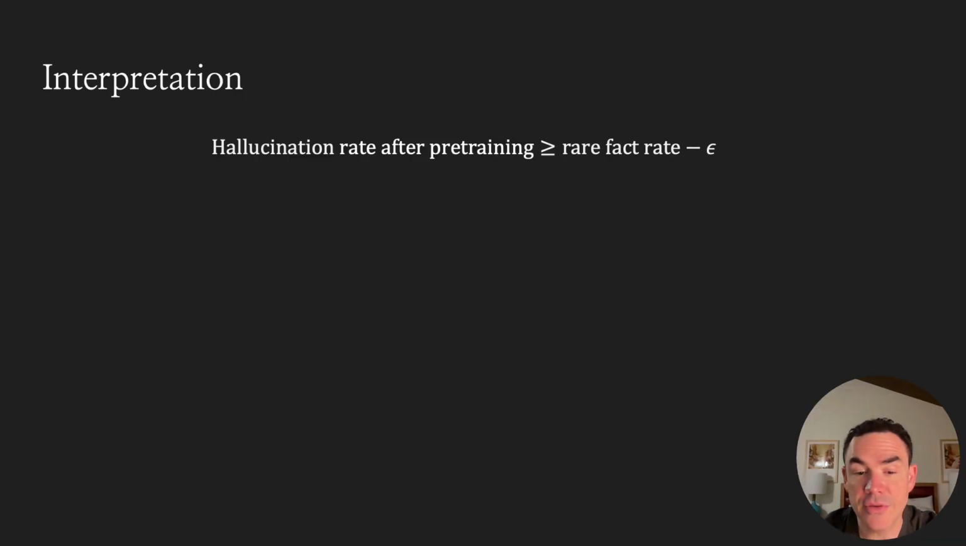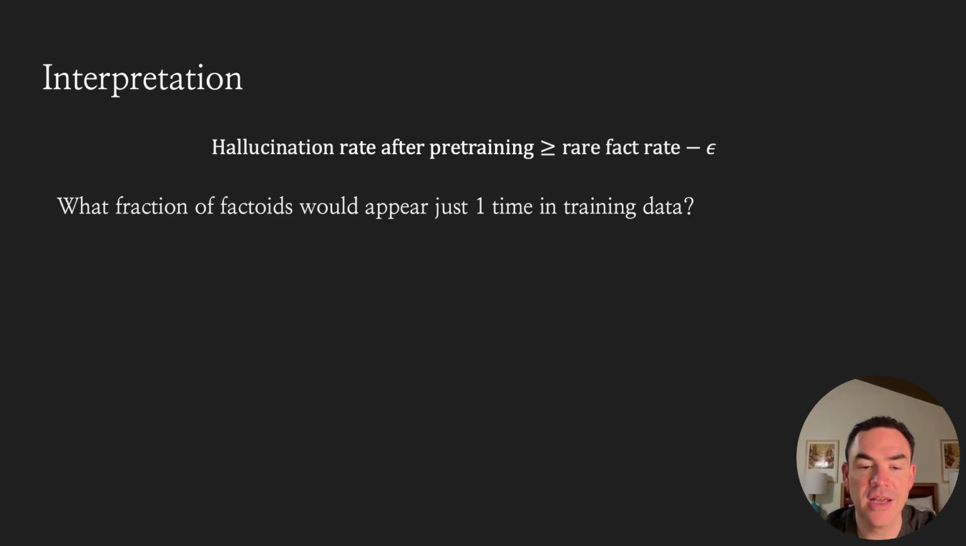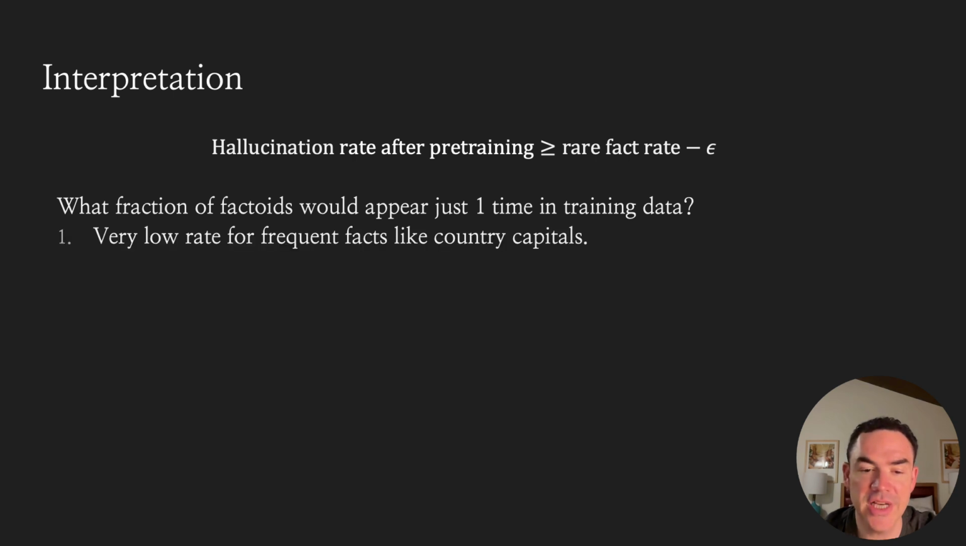Okay, now let's talk about interpretation. So we're arguing that the hallucination rate from the pre-training phase should be at least the fraction of facts that appear once, the rare fact rate. And then we can think about in which domains we would expect to have lots of rare facts that appear just once in the training data.